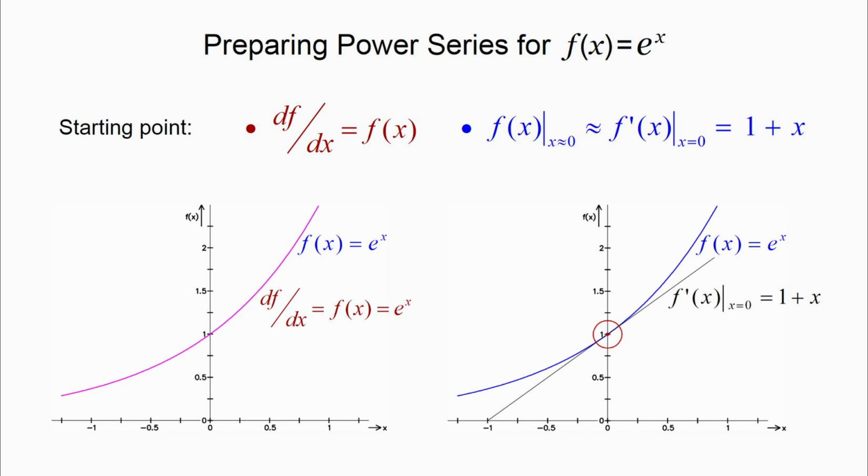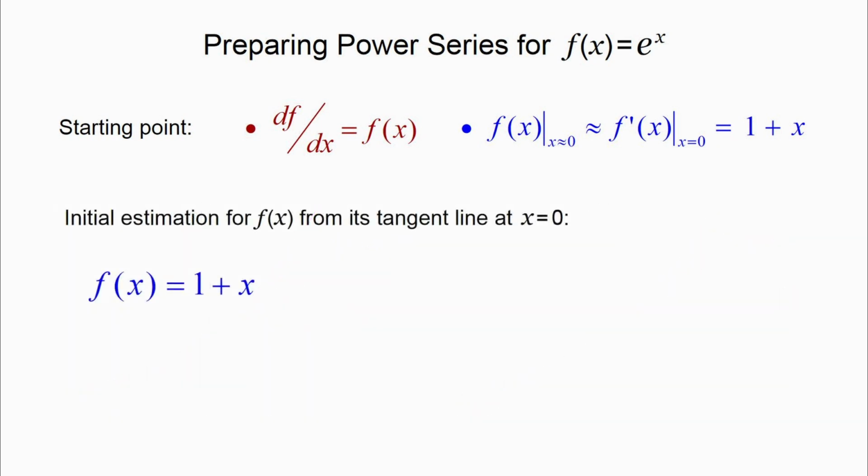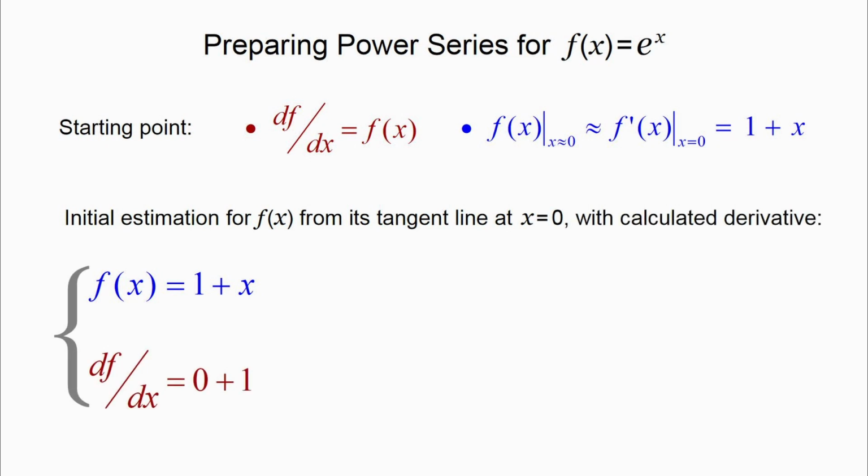That tangent line, f prime of x equals 1 plus x, serves as the initial estimation for the function f of x to be set up. From that, the derivative df over dx is calculated, which of course equals 0 plus 1, since the derivative of 1 is 0 and that of x is 1. However, when comparing that derivative to the current estimation for f of x, the both of which should be identical according to the requirements, we notice that the term x is missing.